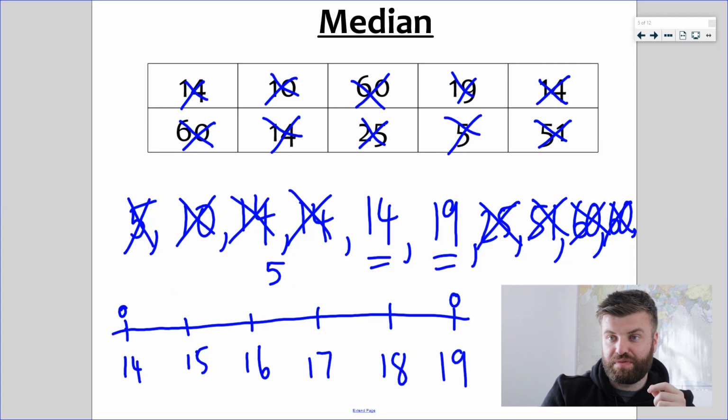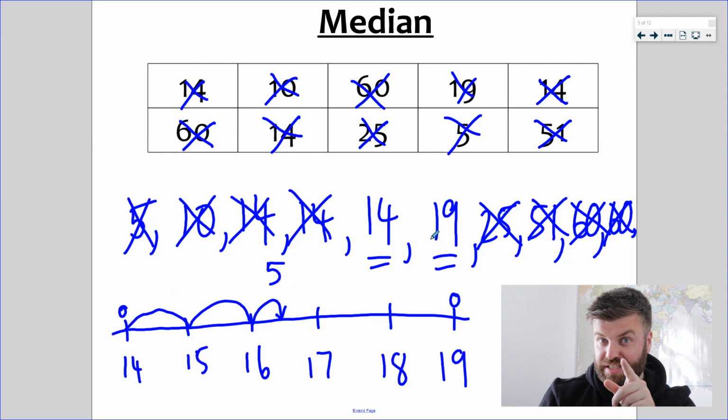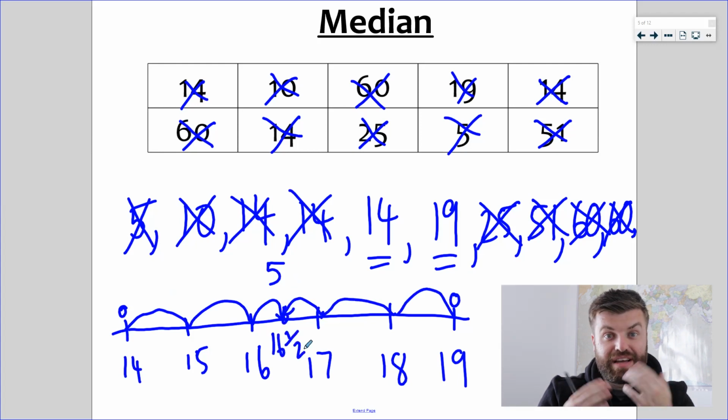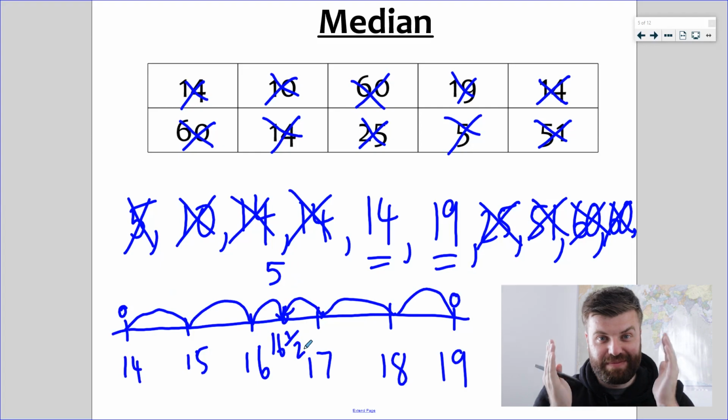So let's jump forward from 14, 2 jumps and a half. And just to prove it's the middle, I'm going to go to 19 and jump backwards 2 jumps and a half. We're in the same place. And that place is 16 and a half. The same answer. Median is middle.